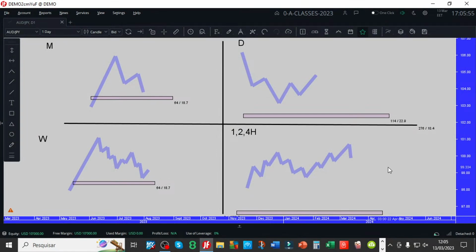Okay, so here is the question, everybody. 1 hour, 2 hour, 4 hour chart. How are you going to make pips and money?